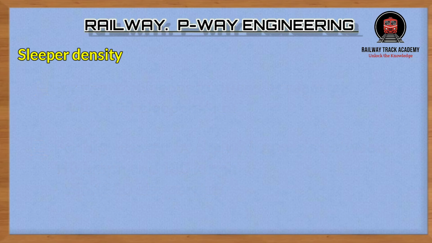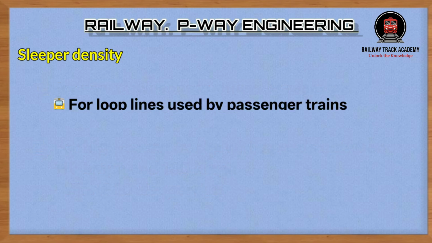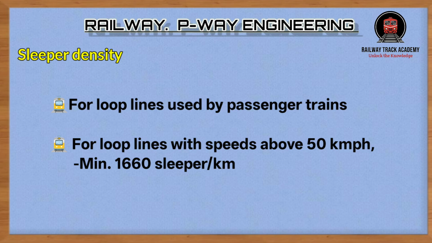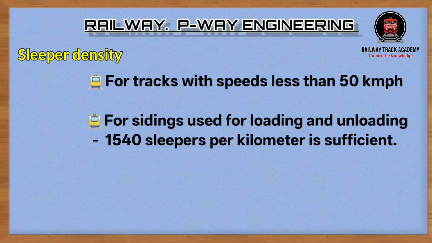Now pay close attention to loop lines. For loop lines where the speed exceeds 50 kmph, the manual stipulates a sleeper density of at least 1660. However, for tracks with speeds less than 50 kmph or for sidings used for loading and unloading, a density of 1540 sleepers per kilometer is sufficient.